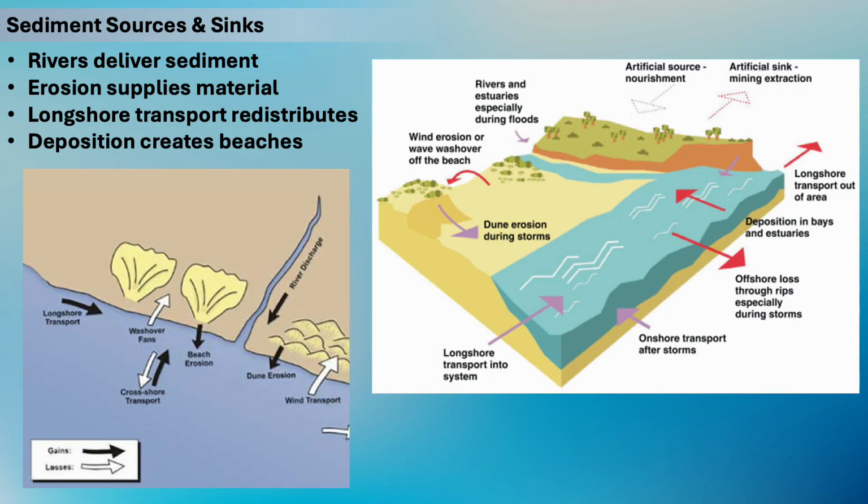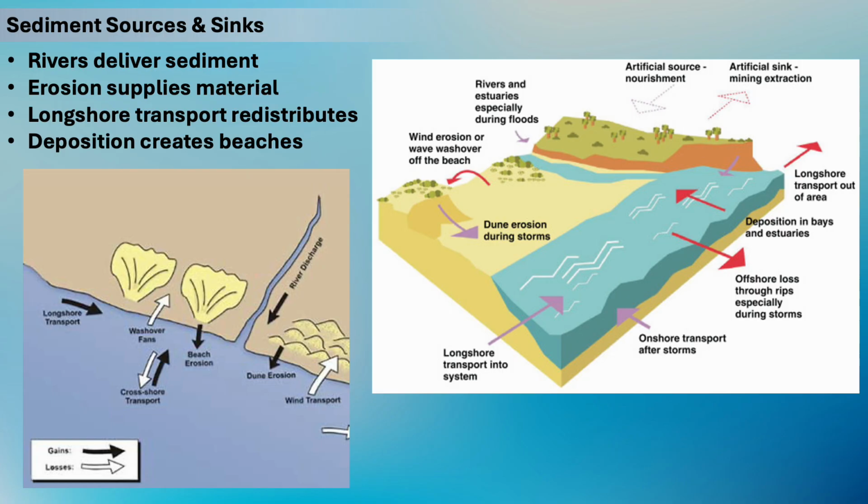So a beach is not permanent. It exists only as long as sediment supply balances sediment removal. Sediment enters coastal systems primarily from rivers and from erosion of cliffs and headlands. Rivers deliver sand, silt, and clay to the coast. Coastal erosion supplies additional material.